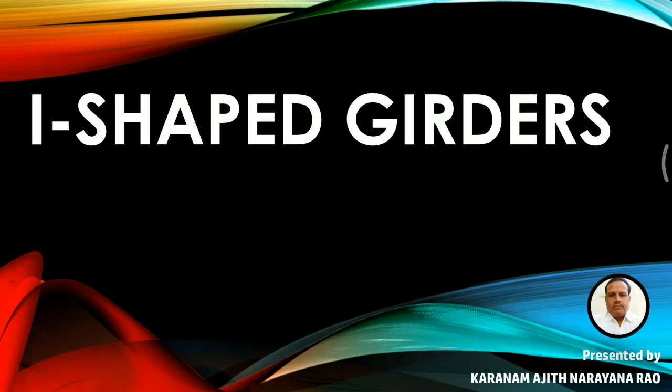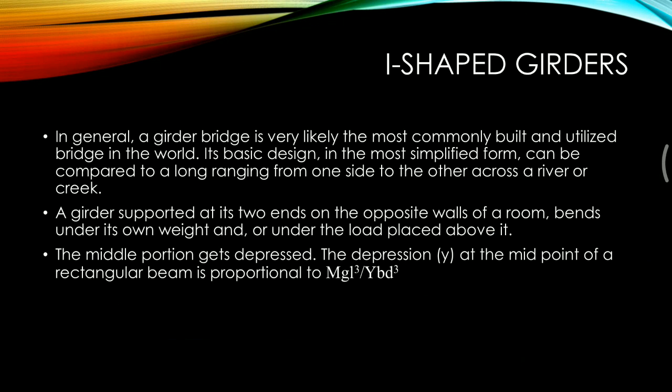What are I-shaped girders and what is their importance? In general, a girder bridge is very likely the most commonly built and utilized bridge in the world. Its basic design in the most simplified form can be compared to a long beam ranging from one side to the other side across a river. A girder supported at its two ends on the opposite walls of a room bends under its own weight or under the load placed above it.